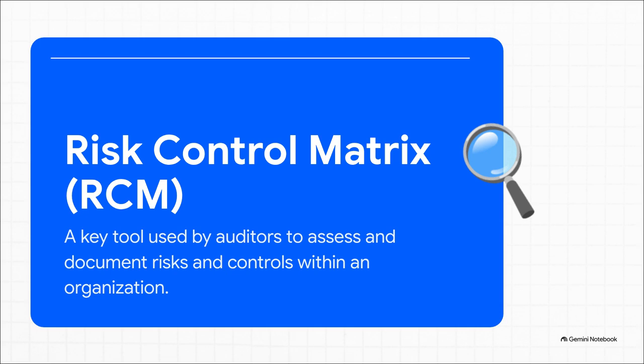Now, to put that into perspective, imagine a rapidly growing company, right? Departments are expanding, brand new software is rolling out, and hundreds of transactions are happening every single day. It is, frankly, pure organizational chaos, and without a structured way to track what could go wrong and what's keeping those errors in check, that chaos quickly turns into a massive liability. The RCM is essentially the document that brings absolute order to that chaos.